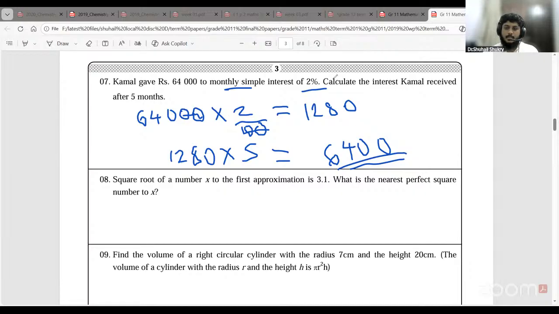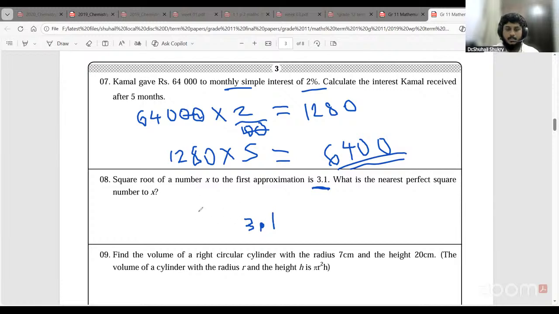Now, what does it mean? What is the nearest perfect square number to x? Now, they have given 3.1. So, here is 3.1. What is the square number before this?